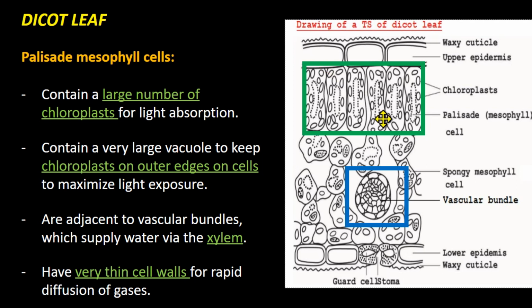So the palisade mesophyll cells are adjacent to vascular bundles, which you can see here in blue. This contains the xylem, the phloem, and the cambium. The xylem supplies water to the spongy mesophyll cells, which will then flow to the palisade mesophyll. Now, the palisade mesophyll also has very thin walls for rapid diffusion of gases. Remember, it needs carbon dioxide for photosynthesis.